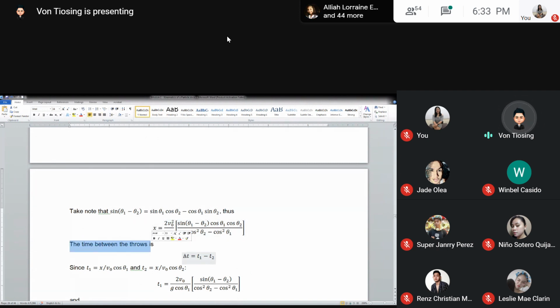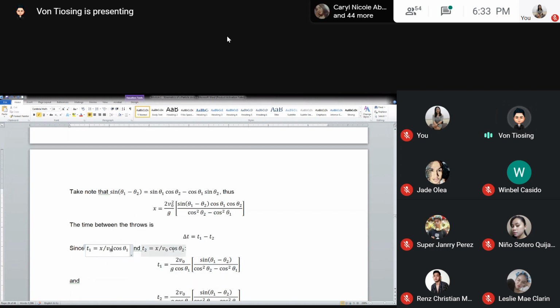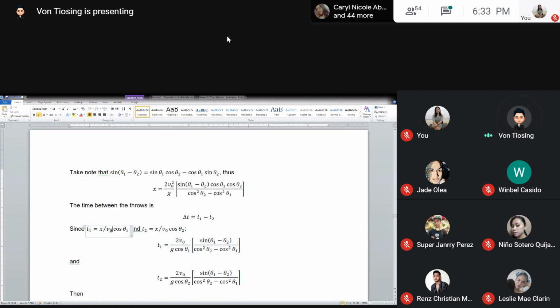The time between two throws is delta t, equal to T1 minus T2. Since this is a projectile, the horizontal velocity is constant, so x is equal to v naught x times t, or t is equal to x over v naught x. So substituting, T1 is x over v naught cosine theta 1, and T2 is x over v naught cosine theta 2. So we can substitute this value of x here.